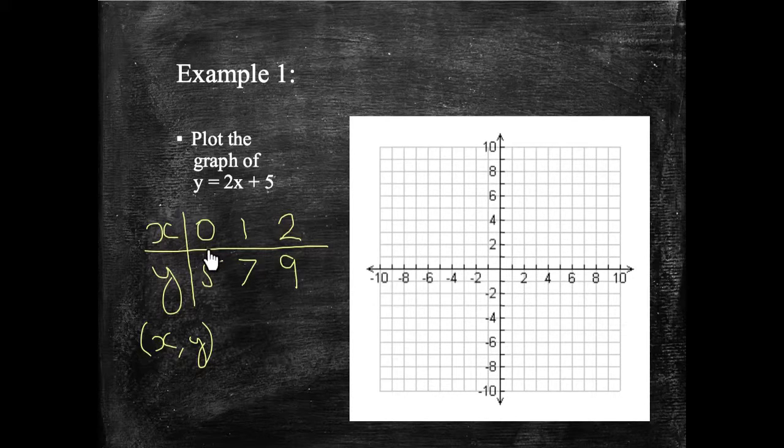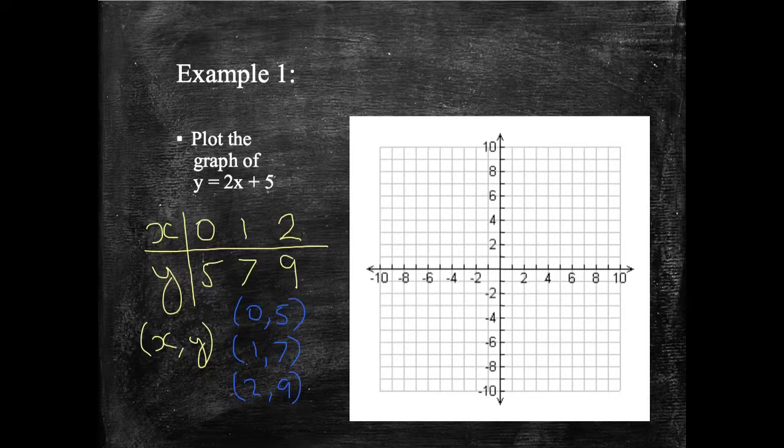We've got this coordinate, 0, 5. We've got another coordinate, 1, 7. And a third coordinate, 2, 9. And again, if at this stage you feel more confident writing those down, just so that you don't forget, we've got 0, 5, 1, 7, and 2, 9. These are the three coordinates we're going to plot on our graph.